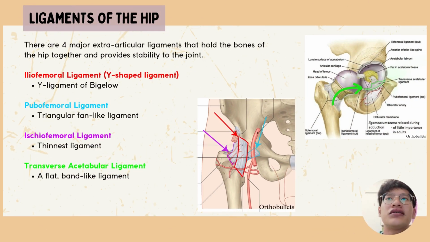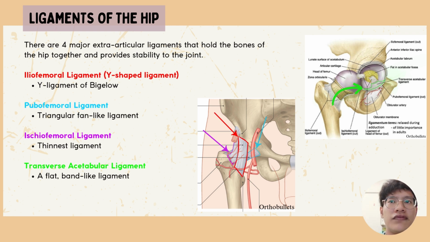Next, we have the extra-articular ligaments, which consist of the iliofemoral ligament, ischiofemoral ligament, pubofemoral ligament, and transverse acetabular ligament. The iliofemoral ligament, ilio referring to the ilium and femoral referring to the femur, is also known as the Y ligament of Bigelow and is labeled by the red outline in the diagram.